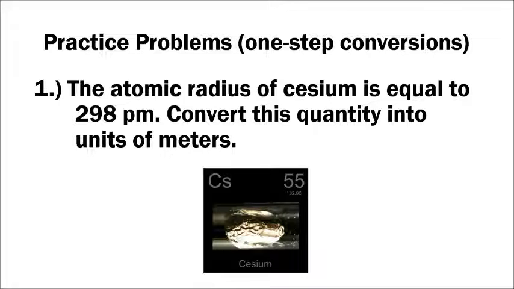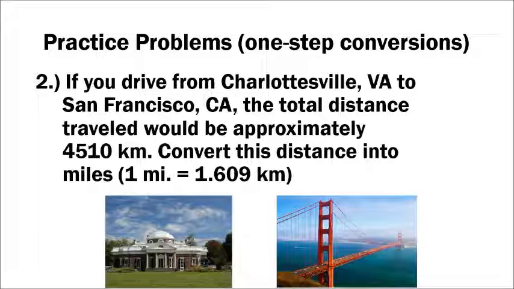And you'll have to go back and refer to your notes. How many picometers are in a meter? If you don't remember, you can find it in your notes. It's going to be around 10 to the 12. So 1 trillion picometers are equal to 1 meter. But you can look that up in your notes. So convert that quantity, 298 picometers, into meters. That's a one-step conversion.